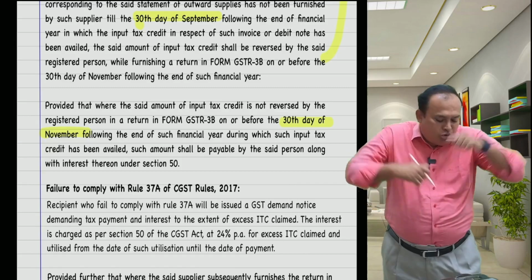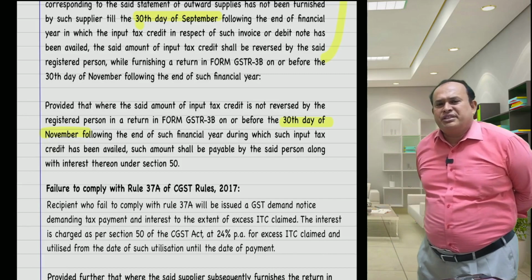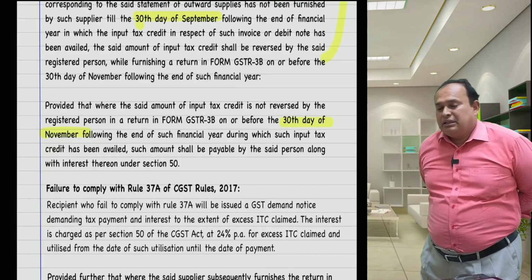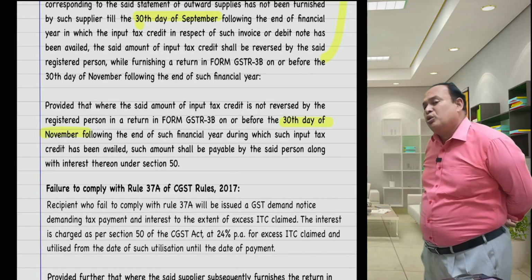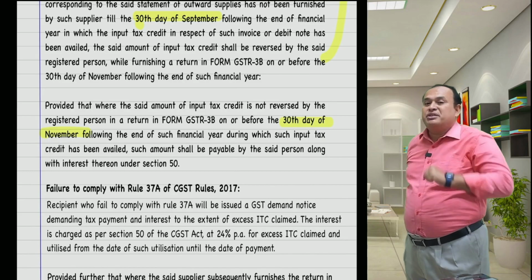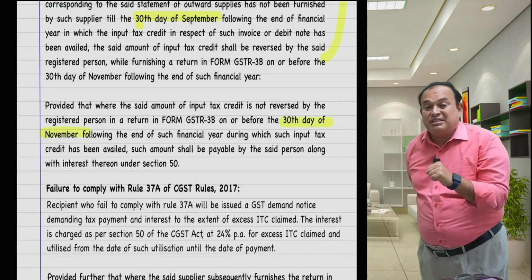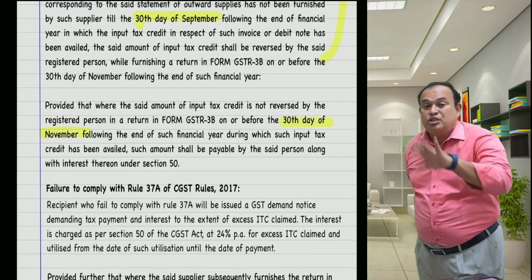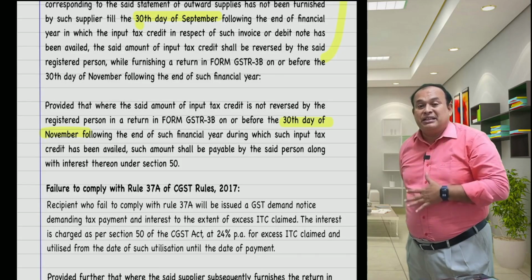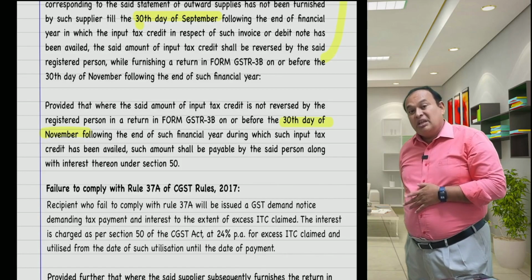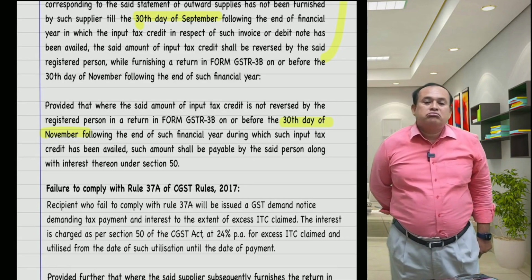Now, the recipient says, no, I am not going to reverse the credit. What will you say? What can you do? The recipient of the goods says, I availed the credit rightly. I am not going to reverse. Go, do whatever you like. Here there is a provision. If the recipient does not reverse the credit or pay the amount of input tax credit which he availed and is not eligible to avail, by 30th of November, then in the subsequent financial year, the recipient is liable to pay the tax of input tax credit to the department along with the interest.